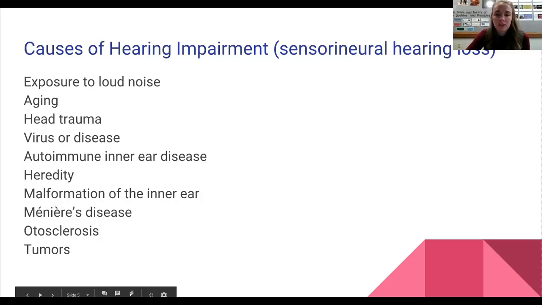There are also causes of hearing impairment for sensorineural hearing loss, which include exposure to loud noise, aging, head trauma, virus or disease, autoimmune inner ear disease, heredity, malformation of the inner ear, Meniere's disease, also otosclerosis, and also tumors.